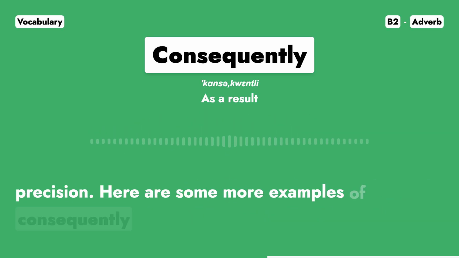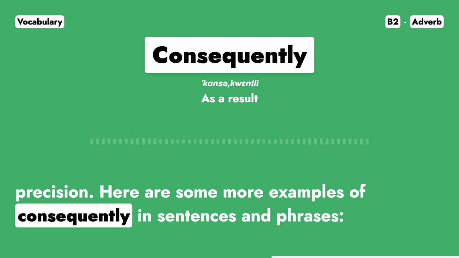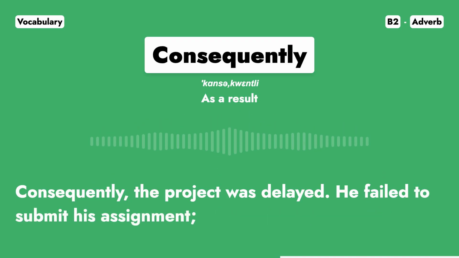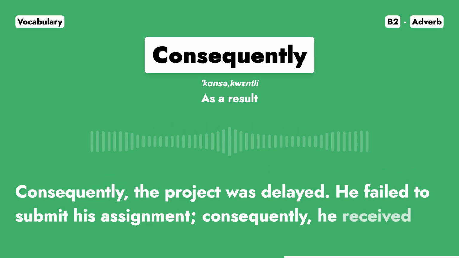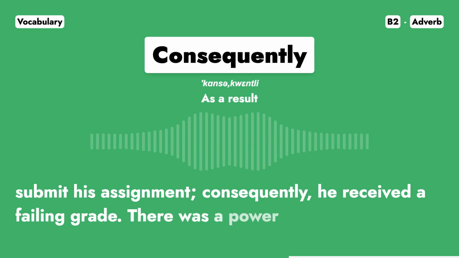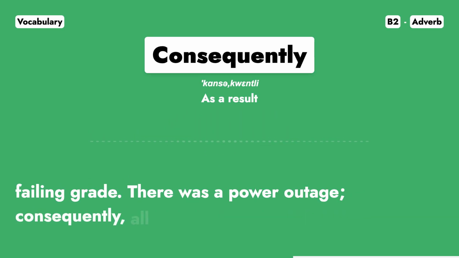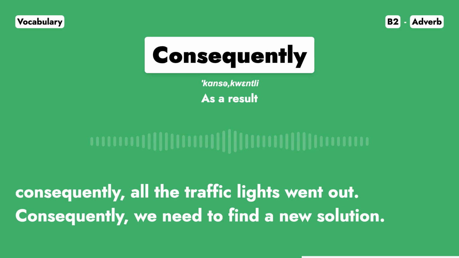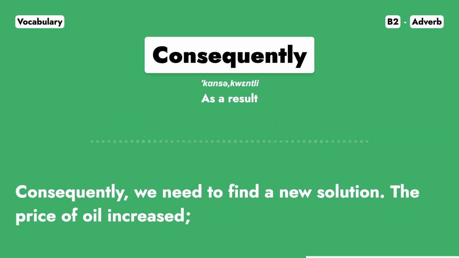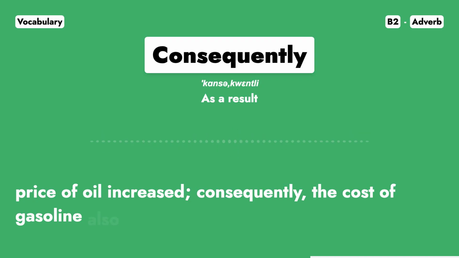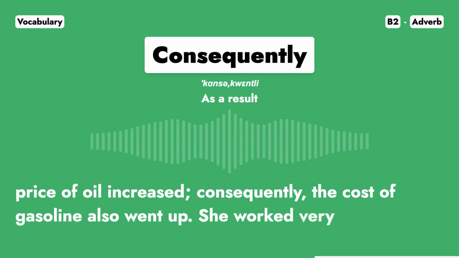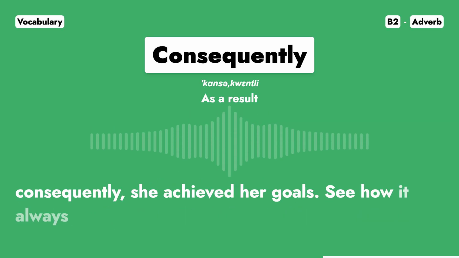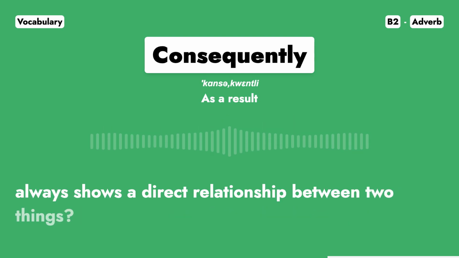Here are some more examples of consequently in sentences and phrases. Consequently, the project was delayed. He failed to submit his assignment. Consequently, he received a failing grade. There was a power outage. Consequently, all the traffic lights went out. Consequently, we need to find a new solution. The price of oil increased. Consequently, the cost of gasoline also went up. She worked very hard. Consequently, she achieved her goals. See how it always shows a direct relationship between two things?